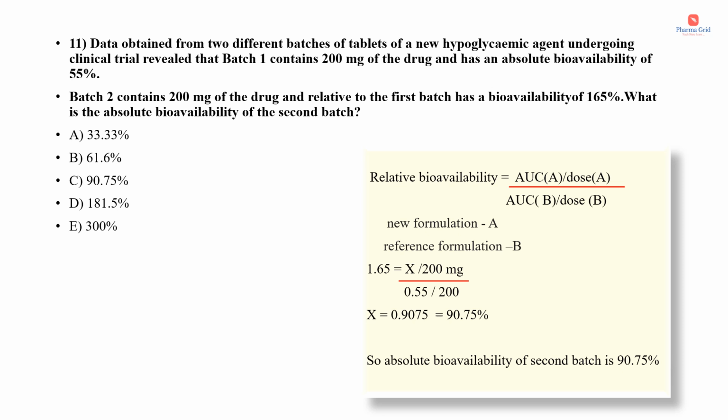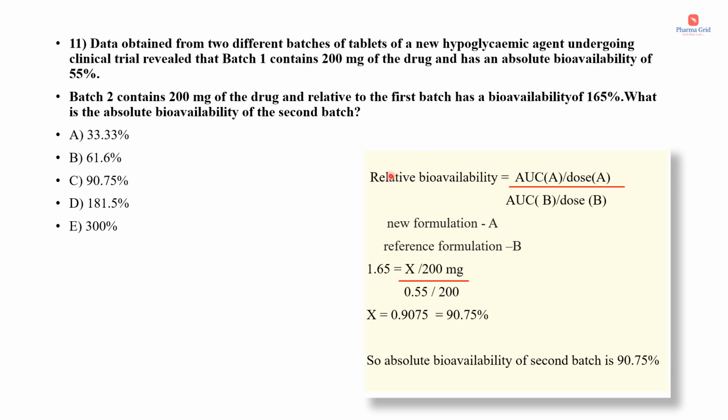Okay, so here we need to calculate the absolute bioavailability of the second batch. First we need to find out the difference between absolute bioavailability and relative bioavailability. Bioavailability, we know, is the rate and extent of drug absorption. Absolute bioavailability compares one non-intravenous route with the intravenous administration, whereas relative bioavailability compares one non-intravenous route or formulation with another. So in absolute bioavailability we are using the intravenous route as a reference, but in relative bioavailability we are using a non-intravenous route or formulation as a reference.